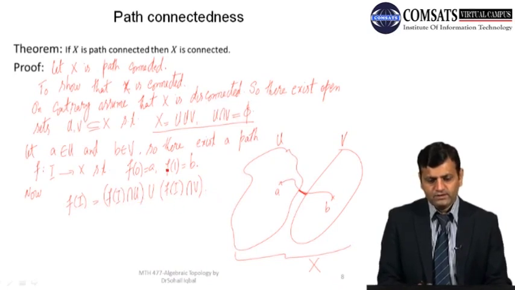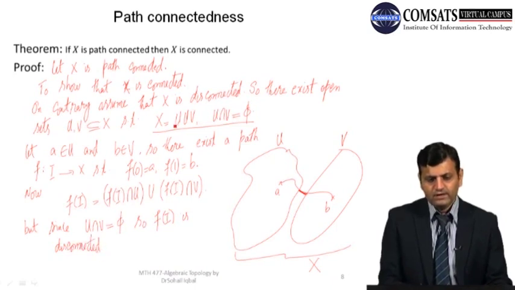Okay, so of course if f of I is contained in X and X is the union of U and V and the intersection is phi, we should be able to write it down as the following. But since U intersection V is phi, f of I is disconnected, which is a contradiction.